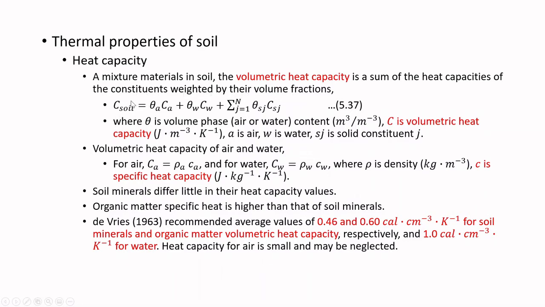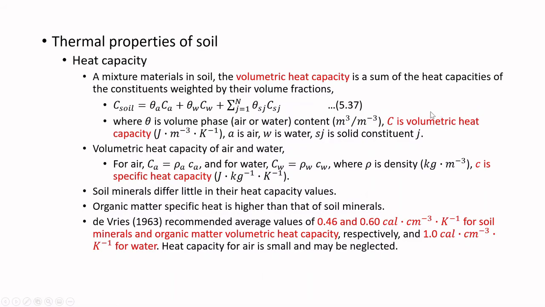So the C-soil volumetric heat capacity equals theta A times C A, plus theta W times C W, plus theta S times C S. Theta is the volumetric phase content. So this is the volumetric air content, this is the volumetric water content, and this is the volumetric content of solid substance. And C in general is a volumetric heat capacity.